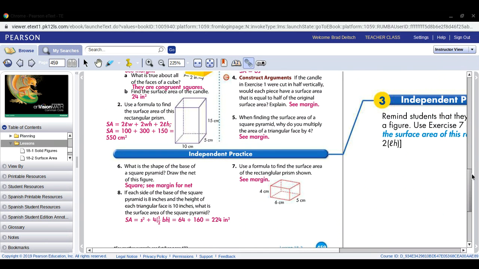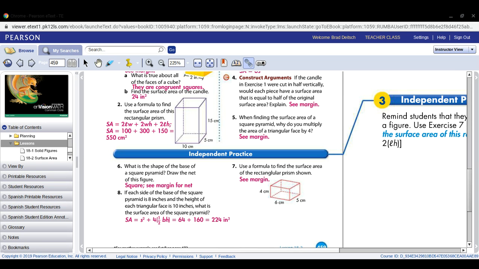Number 2 is utilizing that formula, 2LW plus 2WH plus 2LH. So here's the thing. If I was looking at this, I would say that the length is 10, the width is 5, and the height is 15. That's how I would plug it in. So I'll do 2 times 10 times 5 plus 2 times 5 times 15 plus 2 times 10 times 15. And that's what they did.